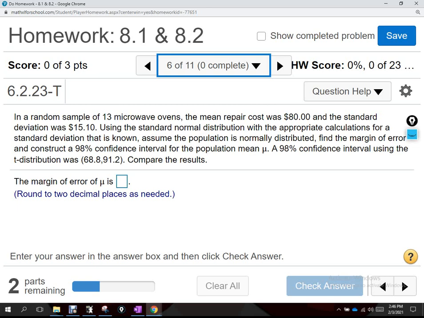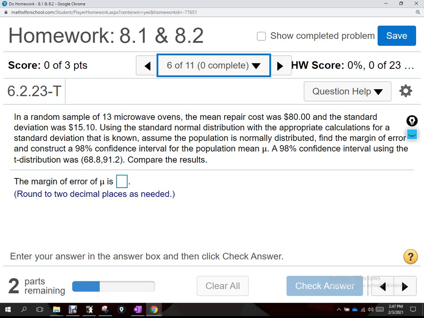Does that make sense? As we continue to read, it says using the standard normal distribution with the appropriate calculations for a standard deviation that is known, assume the population is normal, find the margin of error. They're saying that 15.10 is sigma, the population standard deviation. Yeah, that's the big one, which I think is maybe a little bit misleading.